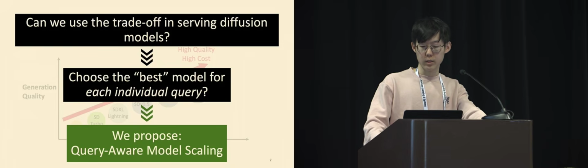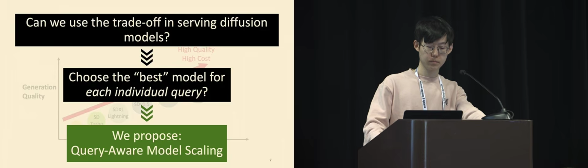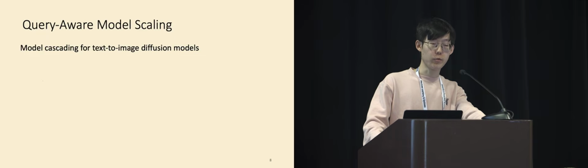So this brings us to our core idea. We propose query-aware model scaling, a system that dynamically selects the right model per query based on its difficulty. Instead of picking a model ahead of time, we use model cascading to adaptively select the model for each individual query. Let's see how it works.